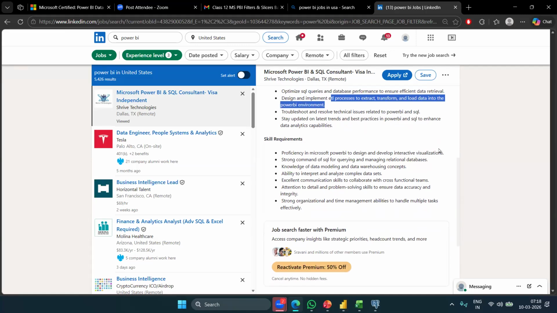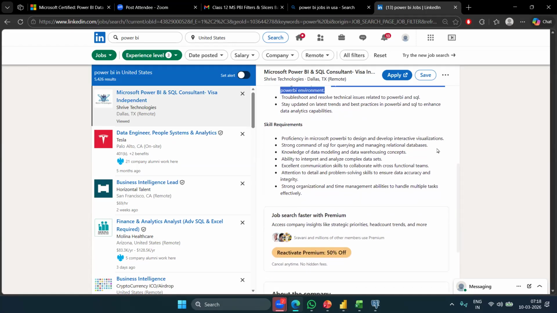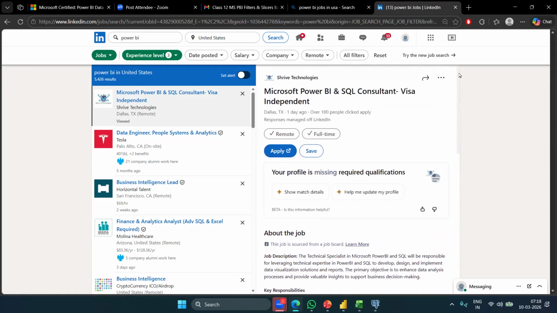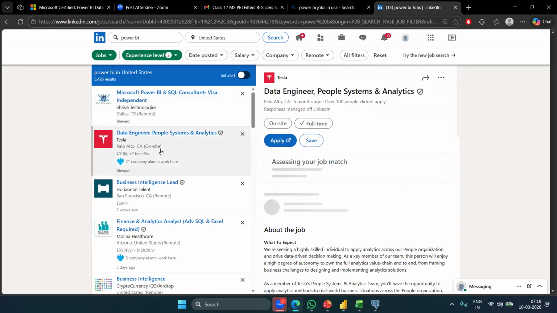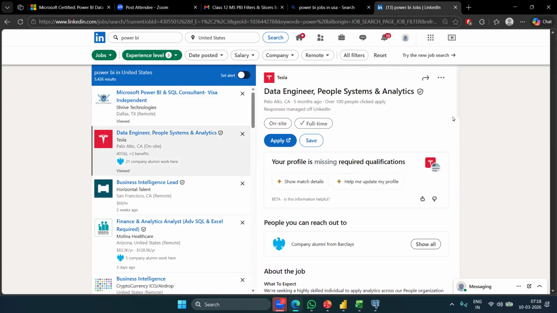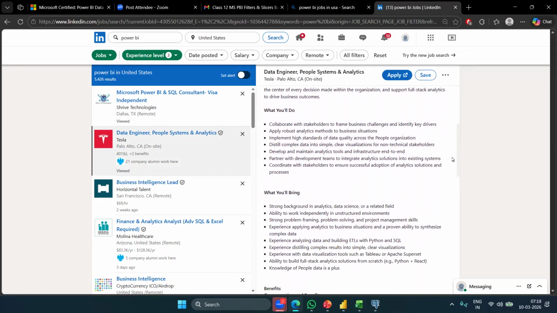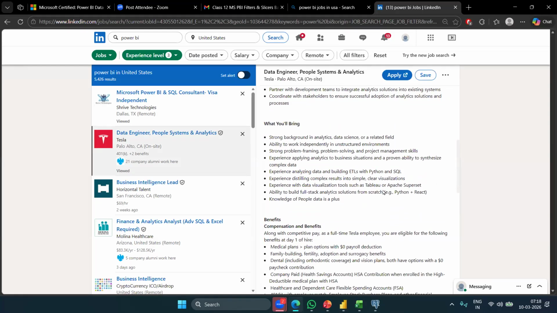Troubleshooting and resolving the issues in Power BI and SQL, right? So Microsoft Power BI consultant, and it is in Dallas, right? Similarly, there are good opportunities. Data engineer, what technologies is it looking for? ETL experience, analyzing and building ETLs, and here they are looking for Python and SQL. So when you are strong in SQL, definitely they would be considering our profile, to be honest. And here this is Tableau and Apache.